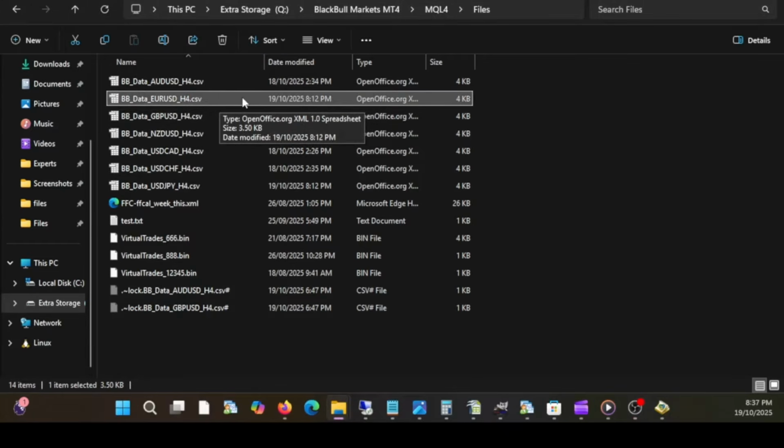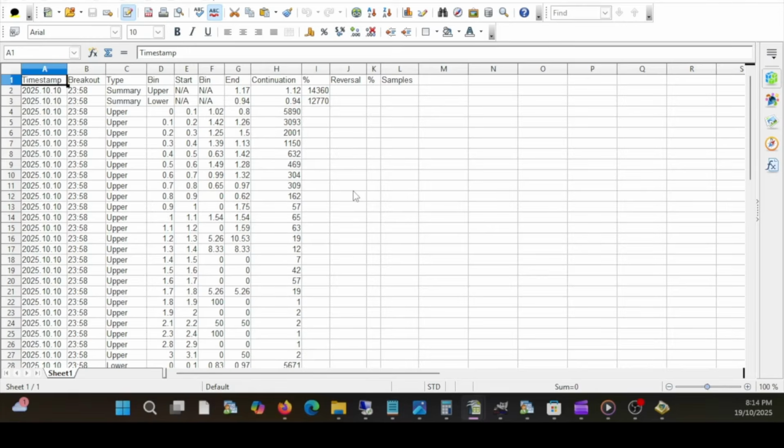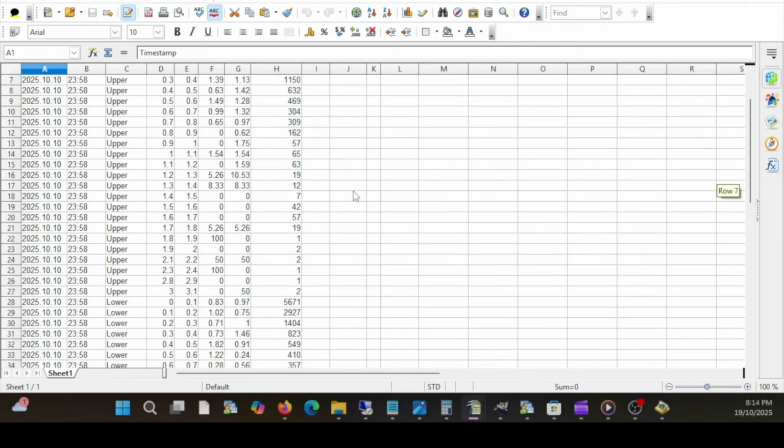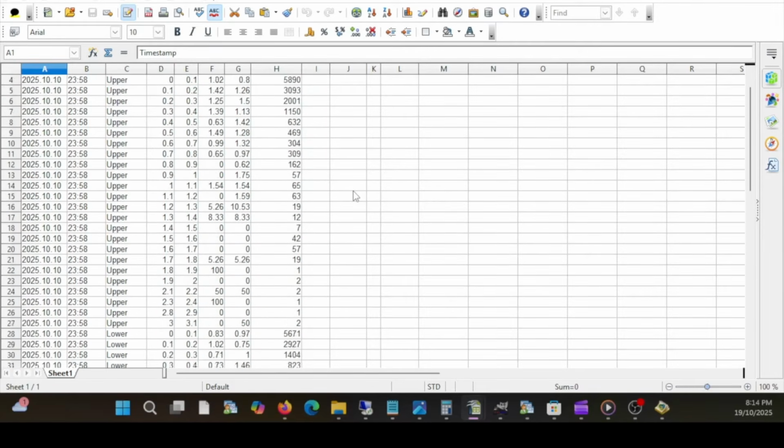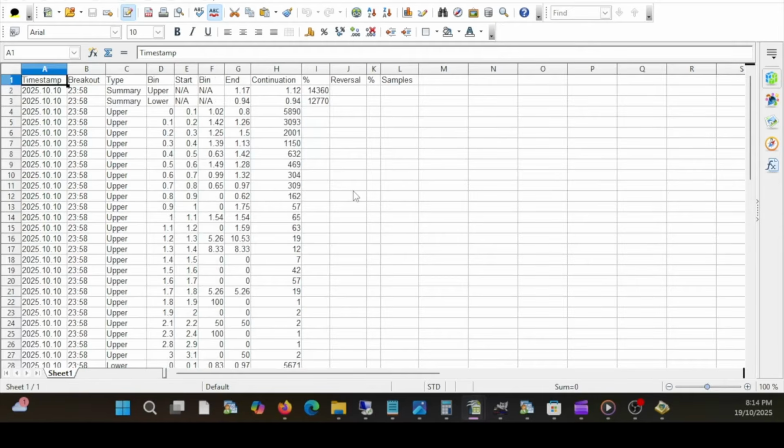For example, the upper breakouts average is 37.52% reversal. The lower, 38.99% reversal. This data gives us the true historical probability of reversal, our edge, without guessing. Here's the EA collecting data.